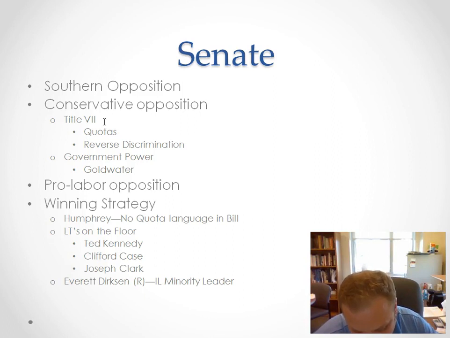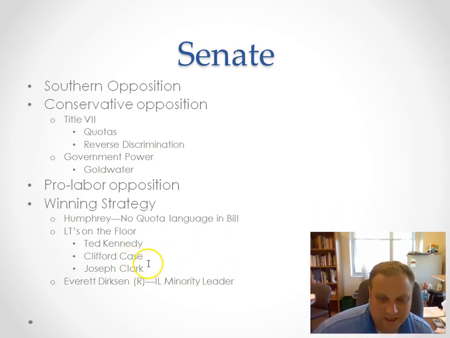And the one fear was that, seizing on this ruling, this fear of quotas, Vice President Humphrey assured that there was no quota language in the bill, and that race, religion, national origin, and sex are listed in the bill, but there's no quotas. It just says that you can't discriminate. He got his lieutenants on the floor moving, so Ted Kennedy, Clifford Case, and Joseph Clark got moving. Massachusetts, New Jersey, and Pennsylvania.